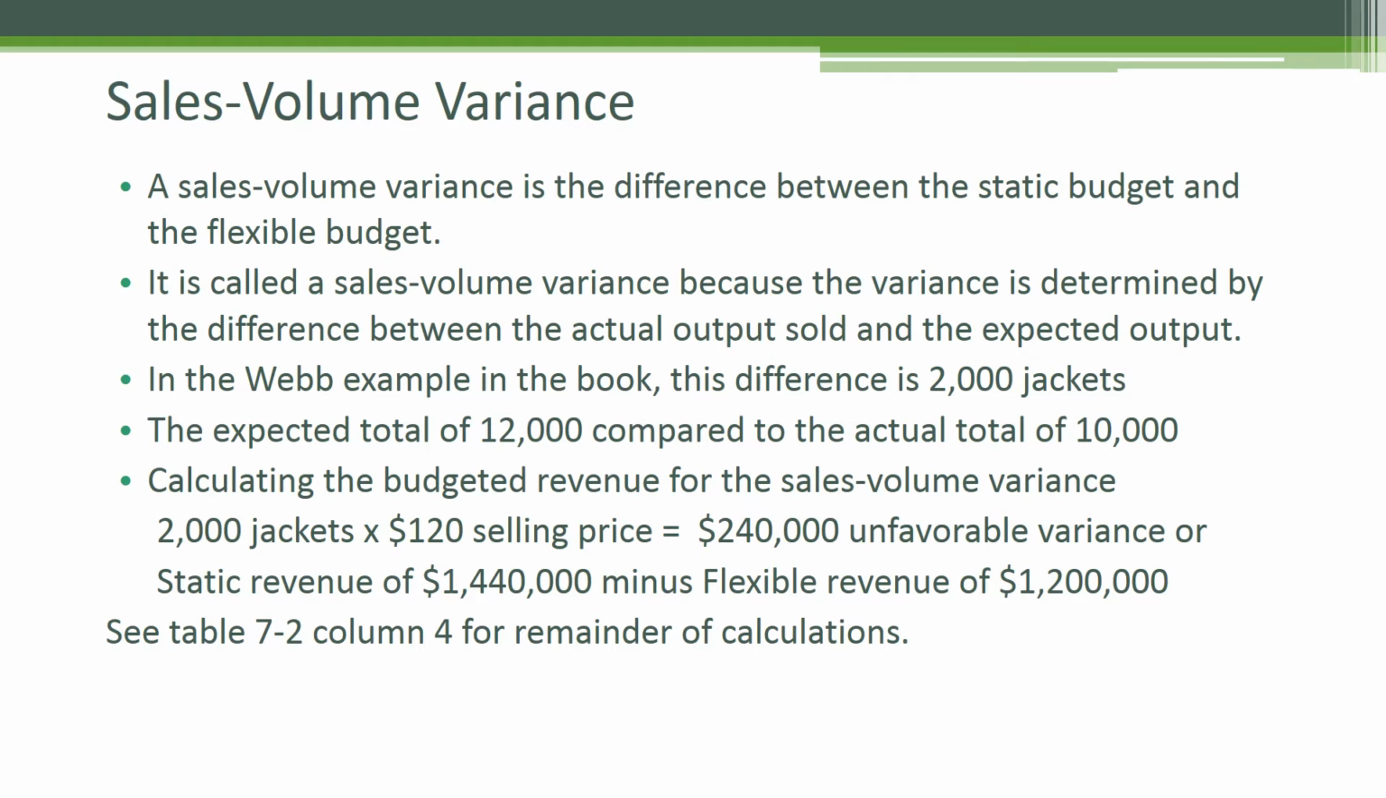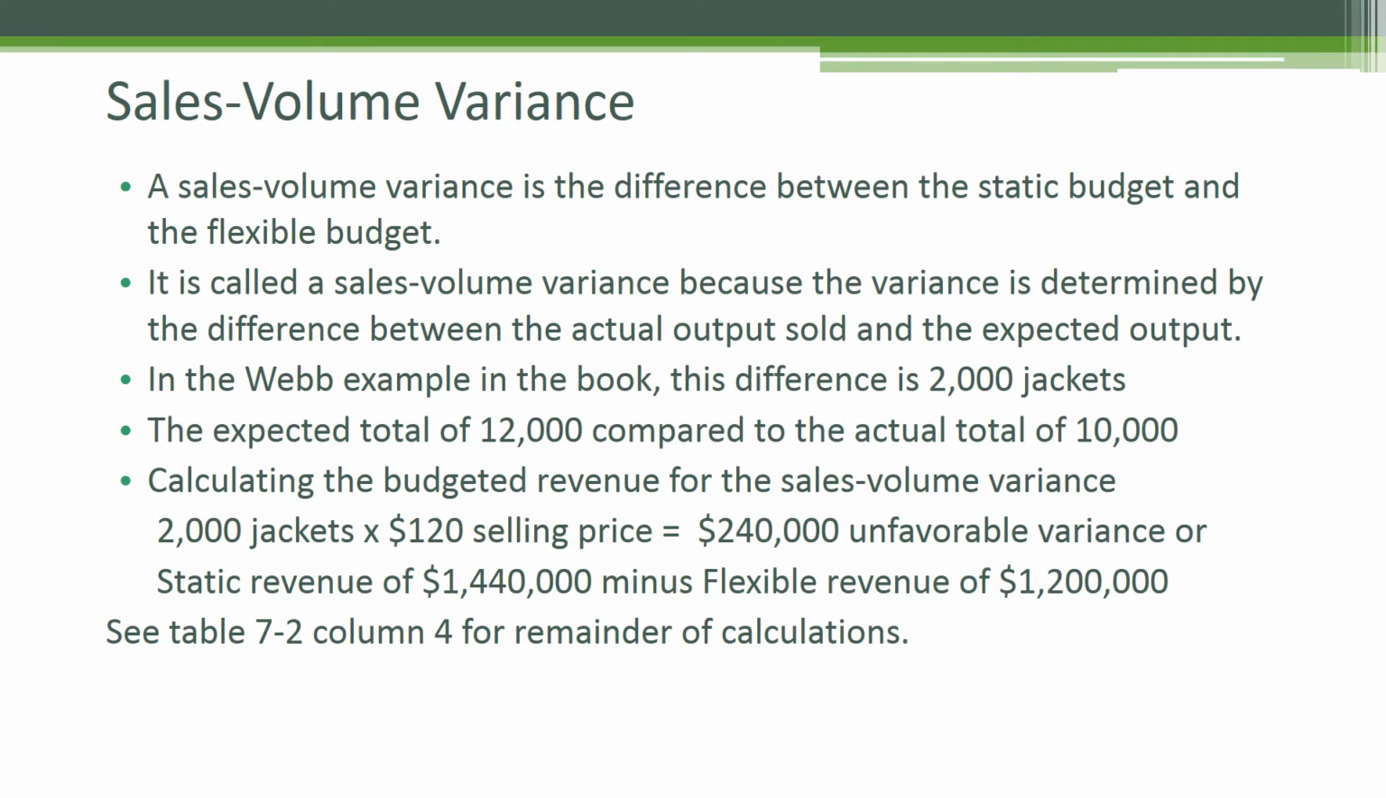With this 2,000 jackets, we are going to build our sales volume variance. The first piece is the revenue. So we will take our 2,000 jackets, multiply them times our budgeted selling price, and that gives us a total of $240,000. Now we have to determine whether that is favorable or unfavorable. In this case, it's unfavorable because the static revenue, the budgeted revenue that we were expecting, was $1.4 million compared to the flexible budget revenue of $1.2 million. So we have an unfavorable variance of $240,000.